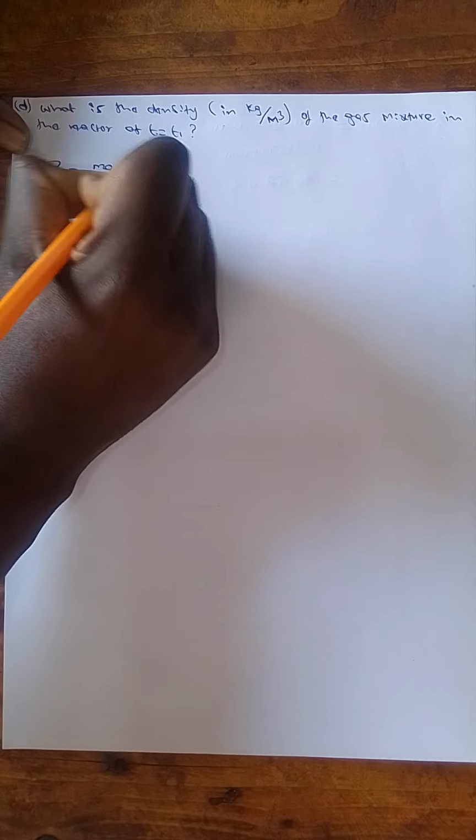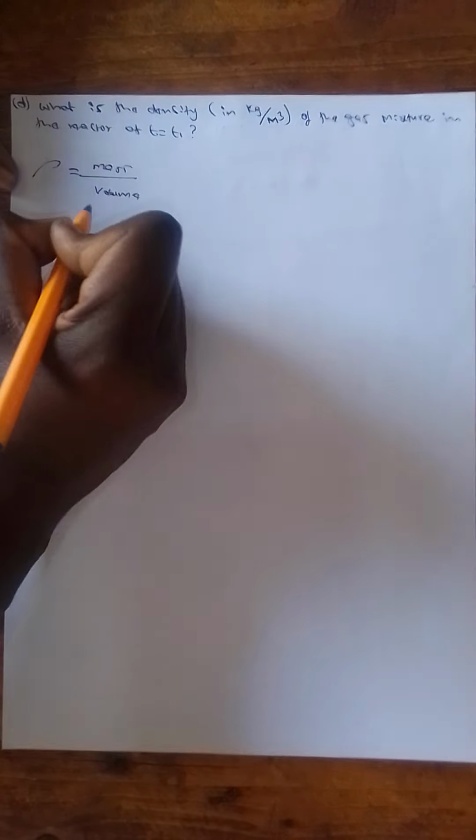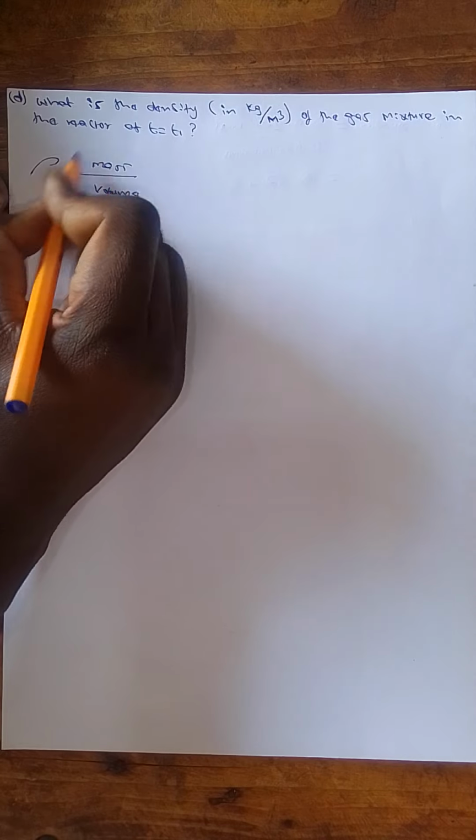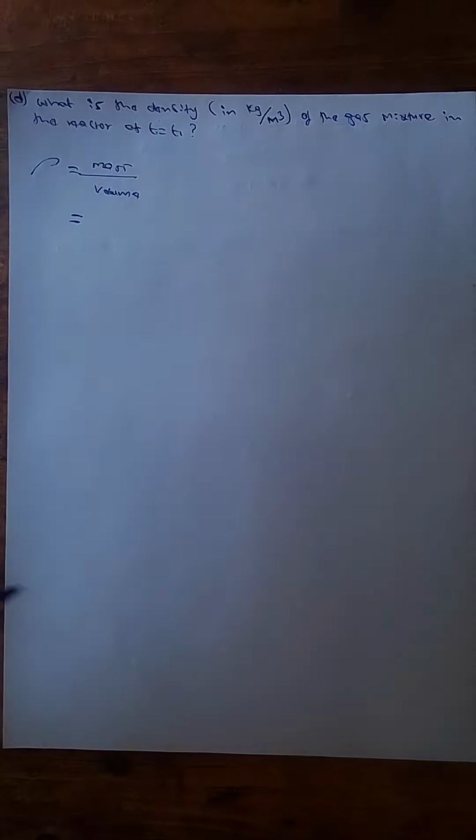Remember, density is equal to mass over volume. We know the mass. Initially we were told that there's 5.42 kilograms. At t equals T1, the mass does not change. Even if there is a reaction, the mass does not change because it's a closed reactor, so whatever happens, only the moles and the pressure will change, but the mass does not change.